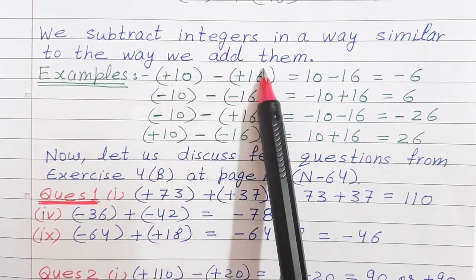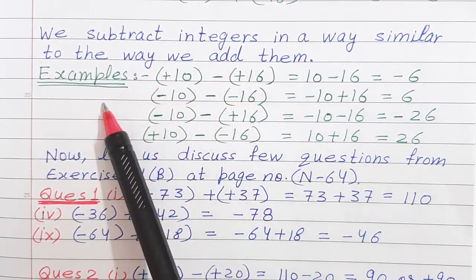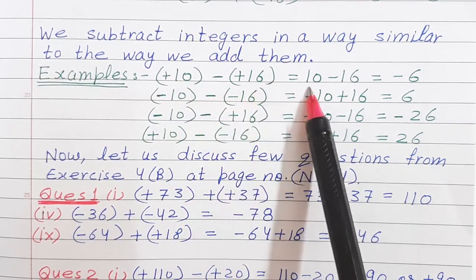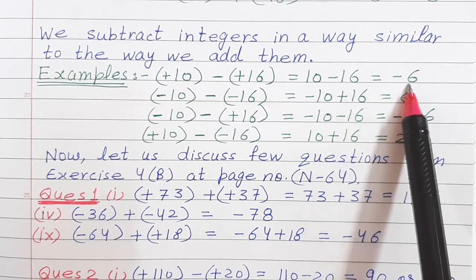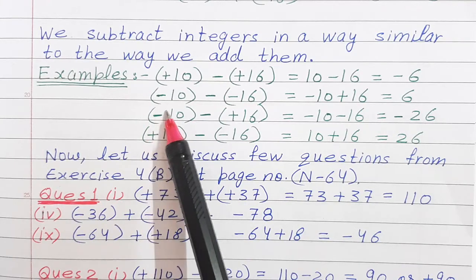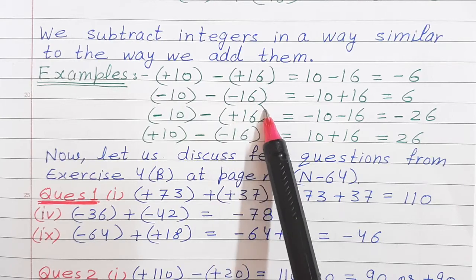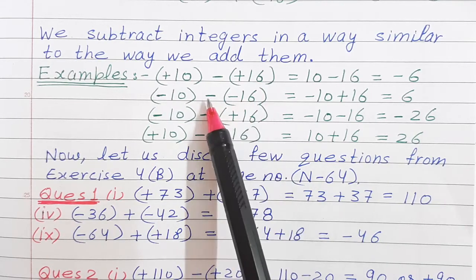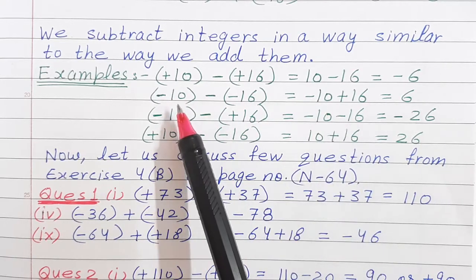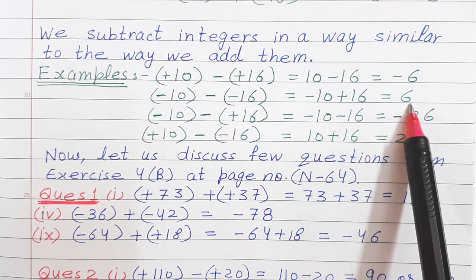We subtract integers in a way similar to the way we add them. For example, positive 10 minus positive 16, that is 10 minus 16, that is equal to minus 6, right? Then negative 10 minus negative 16. So here minus and minus will become plus, right? So it is minus 10 plus 16, that is equal to 6.